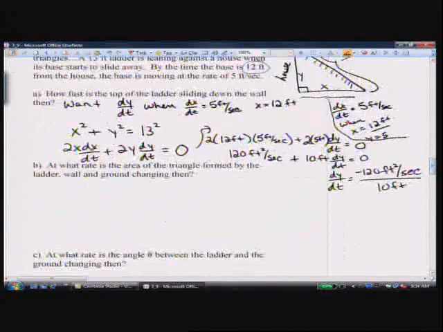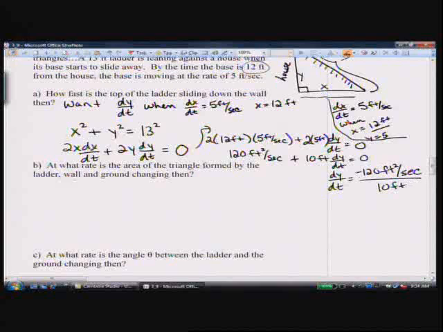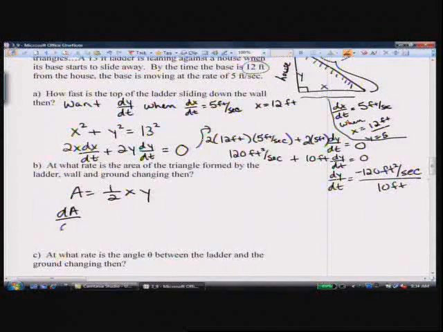Now it says, at what rate is the area of the triangle formed by the ladder, the wall, and the ground changing then? The area formula, as we said earlier, was 1/2 base times height, which will be 1/2 x times y in this scenario. So we want the rate the area is changing. We're looking for dA/dt.